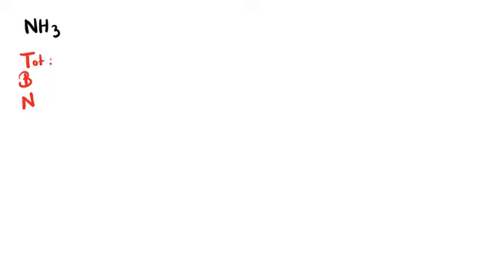For total valence electrons, you just need to say 5 because nitrogen is group number 5, and we have 3 hydrogens. Each hydrogen has 1 valence electron, so totally 8. So right now we are going to have our first draft or skeleton of NH3, nitrogen in the center, and hydrogens can be placed around the nitrogen atom.